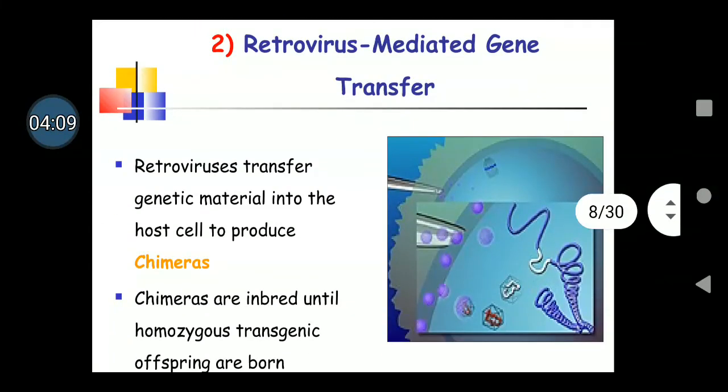The next method is retrovirus mediated gene transfer. The retrovirus is taken and the genetic material is inserted into the host cell to produce chimeras. Chimera means a mixture of cells. The chimeras are then inbred until homozygous transgenic offspring are born.